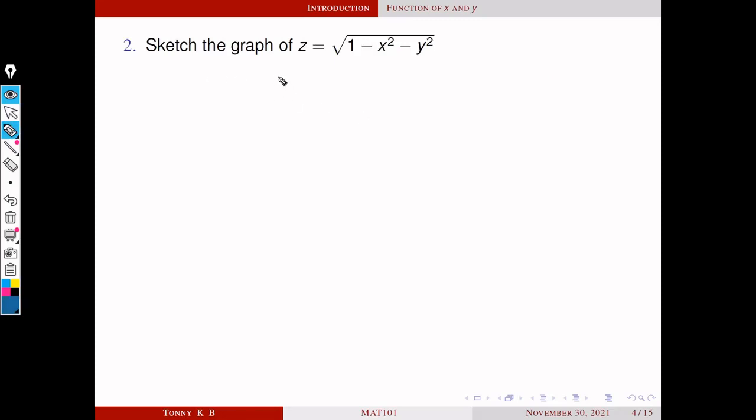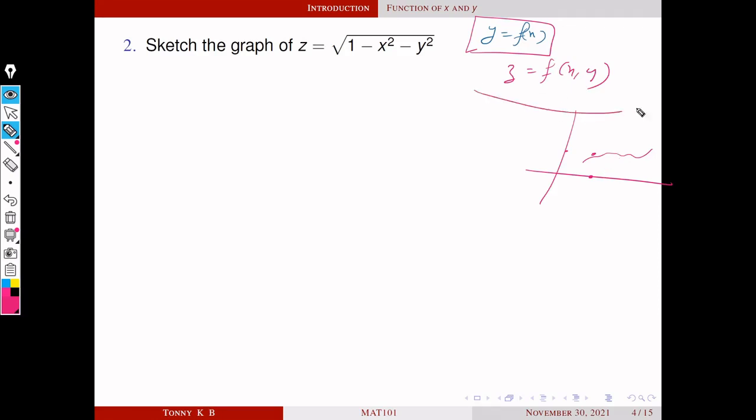Okay, sketch the graph of this function z is equal to square root of 1 minus x square minus y square. We know how to sketch a single variable function y is equal to f of x. We take x in this direction, y in this direction, then you assume that x has a particular value, then we find the corresponding value of y, then we mark this point. Continuing in this manner, you get the entire curve. Similarly, how to plot z is equal to f(x, y)? That's our question. It is clear that here x, y are moving along a plane.